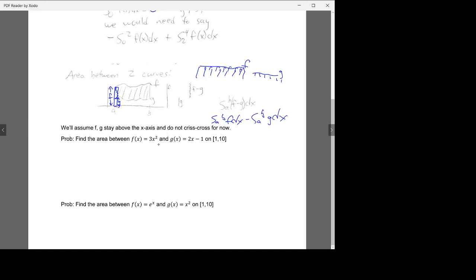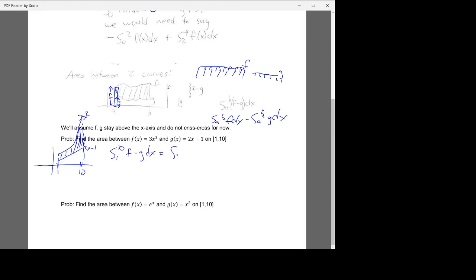So let's try one. Find the area between f of x equals 3x squared and g of x equals 2x minus 1 on 1 to 10. So from 1 to 10, we have 2x minus 1, which looks kind of like this. And we have 3x squared, which looks something like this. And so we're interested in the area between the two. This is 3x squared. And so we'll take the area under 3x squared and subtract off this little piece of area down here. So we'll take the integral from 1 to 10 of f minus g dx.